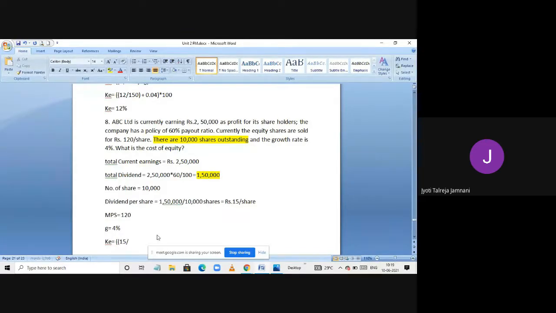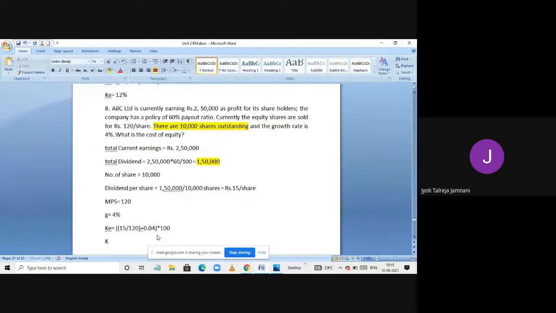Dividend 15 rupees divided by market price per share 120 rupees plus growth rate. So see how much is the growth rate? 0.04 into 100. Just see, one of you tell me the answer. How much do you get? 16.5.